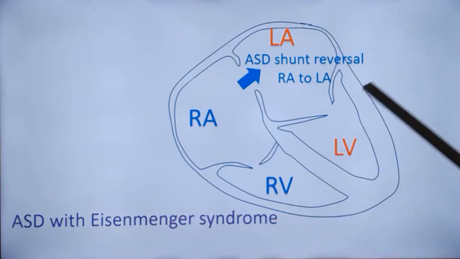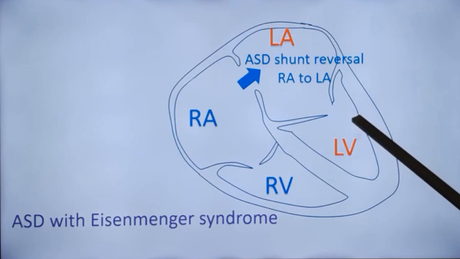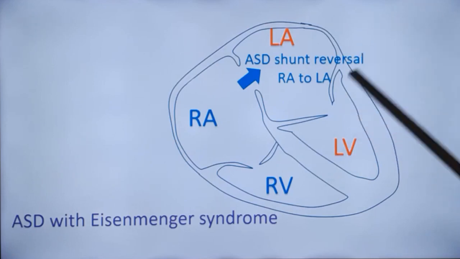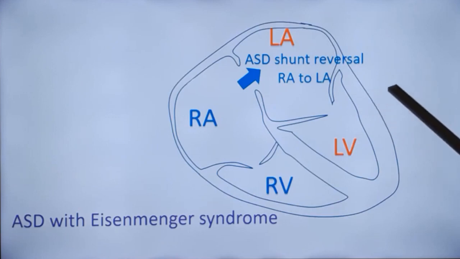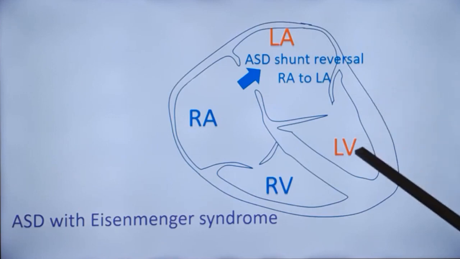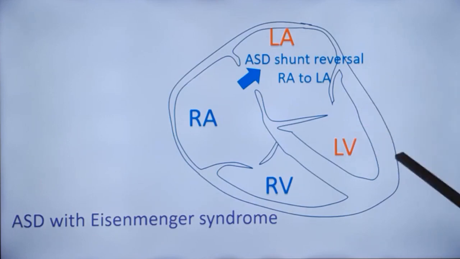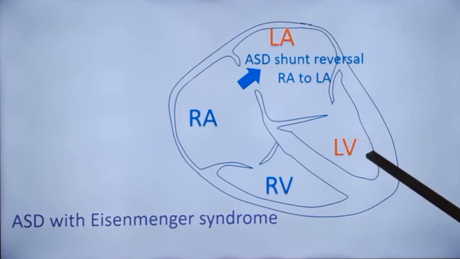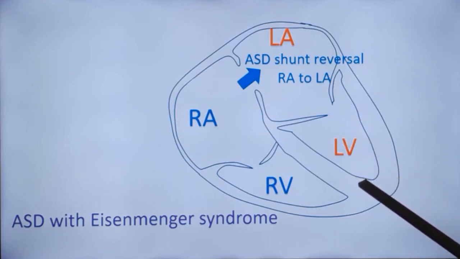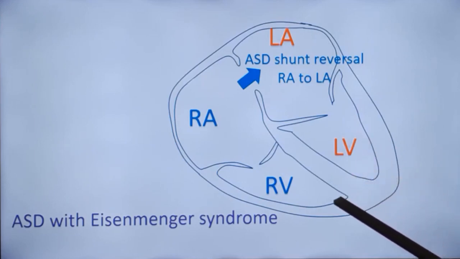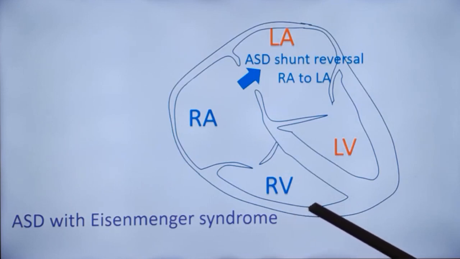Then in PDA Eisenmenger, you can have aortic enlargement because the shunt is received in the region of the aortopulmonary region. The aorta can be enlarged in PDA Eisenmenger. In VSD Eisenmenger, there is no aortic enlargement, there is no cardiomegaly. And in PDA Eisenmenger, sometimes you can see ductal calcification. Inverted Y-shaped ductal calcification may be seen sometimes in persons with PDA Eisenmenger.